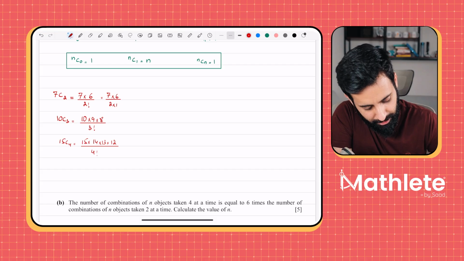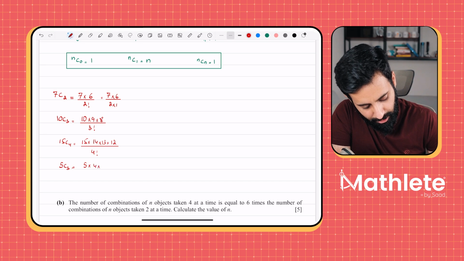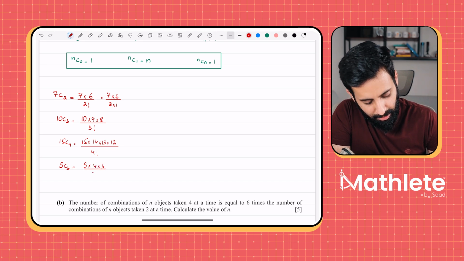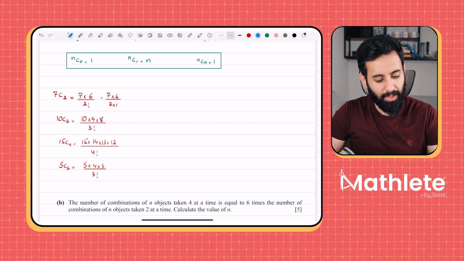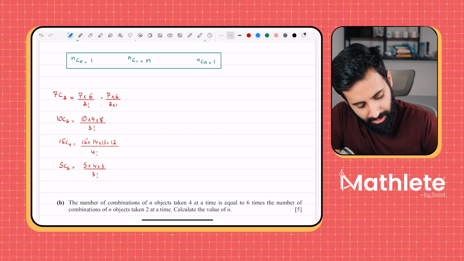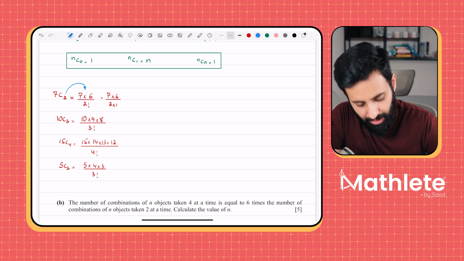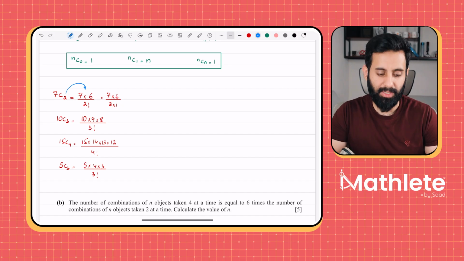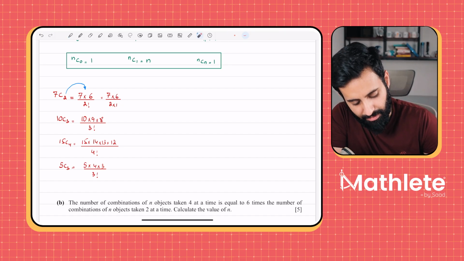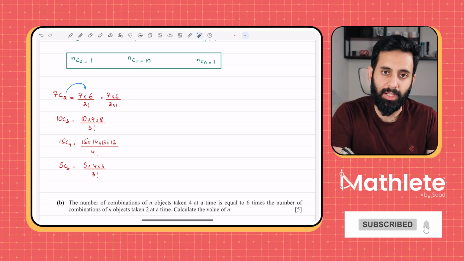So hopefully you have identified a trend. If not, let's do another example. Let's say it's 5C3. That would be 5 into 4 into 3 divided by 3 factorial. Now, what's the trend? Hopefully you've identified it. The trend here is that in the numerator, you have the same number of terms as R, starting with n, and every following term is 1 less than the previous one. So if you start with 7, the next term is going to be 1 less than 7, and then the term after that, 1 less than that.